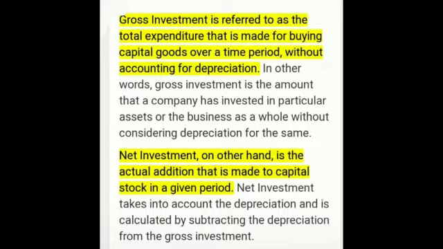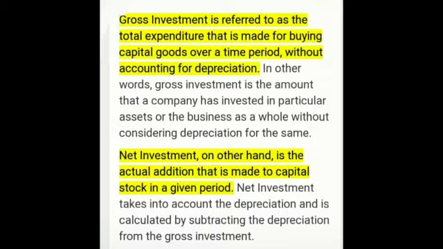Now let's have a look at the term inventory. Inventory is the stock of unsold finished goods or semi-finished goods or raw materials which a firm carries from one year to the next year. Inventory is a stock variable. Change in inventories may be planned or unplanned.